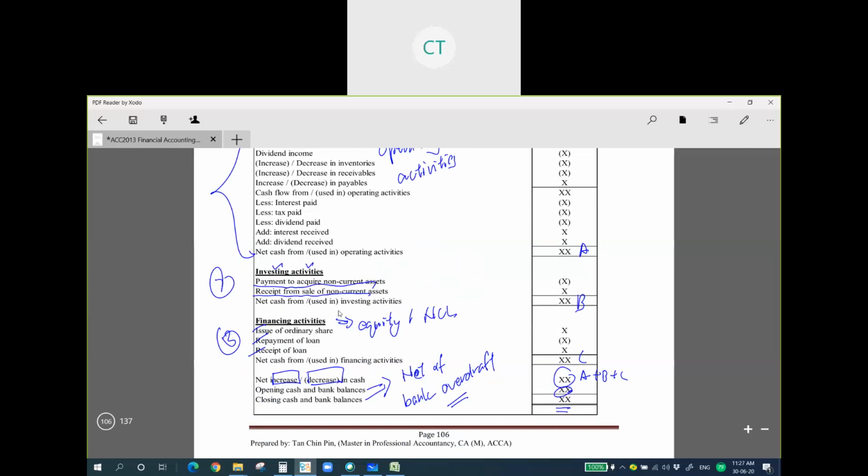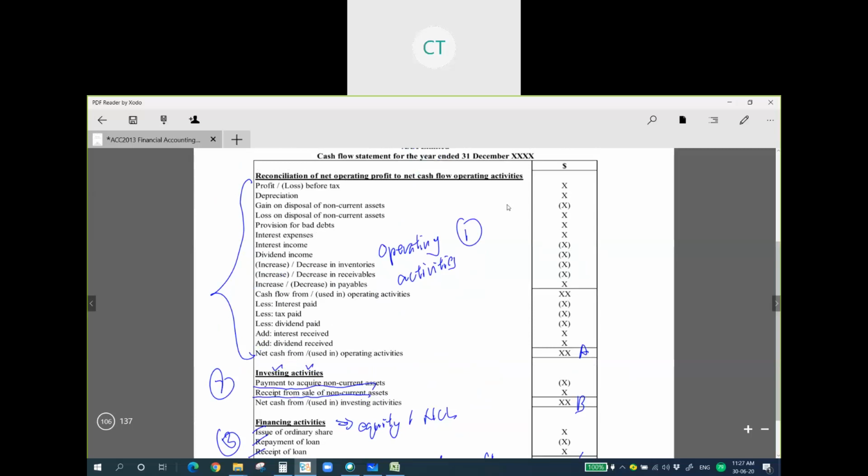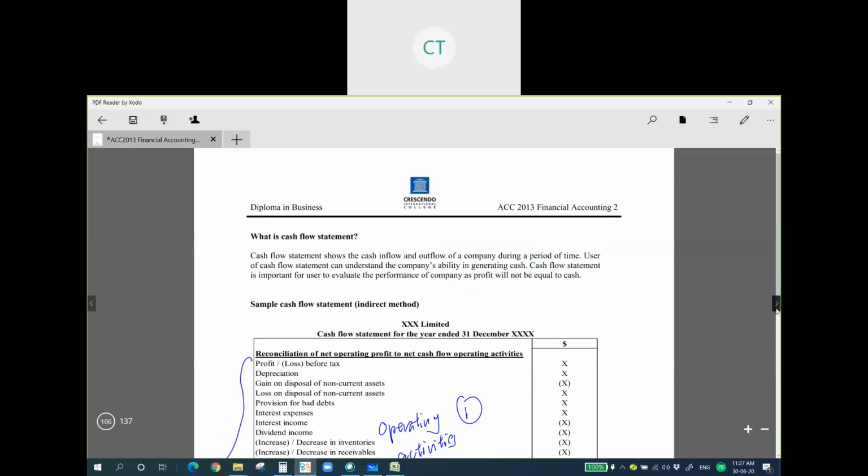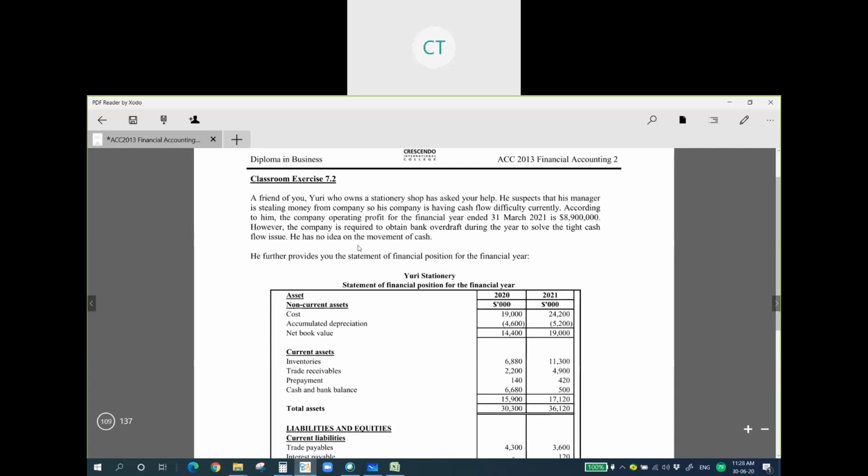So it means that you can do the classroom exercise yourself. This one. Can you do this on your own, and then we discuss later? Can or cannot? Or do you want to go through it with me? Together, huh? Alright.